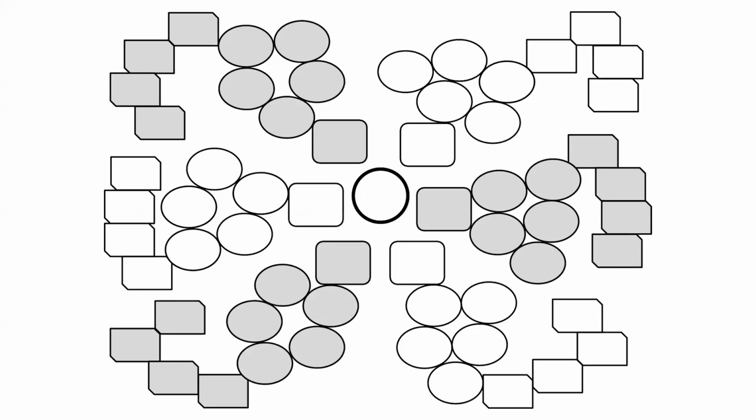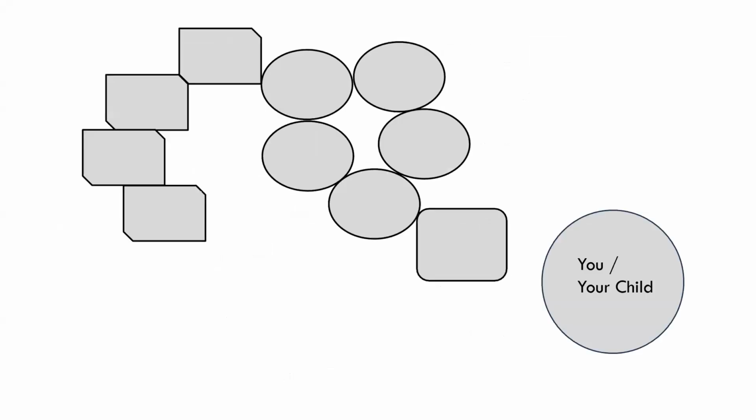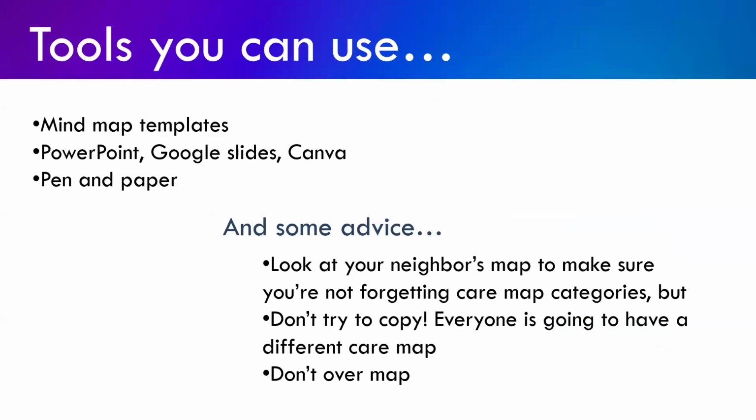So we have some tools for you that you're going to be able to use in creating your own care map. This is a template we have printed out on 11 by 17 paper. So we're going to hand those around if anybody wants to use that tool in particular. We don't have this printed out, but this is just a smaller zoomed in version of what we're going to hand out. So you have you or your child in the center, the person receiving care, and then you can branch out from there.